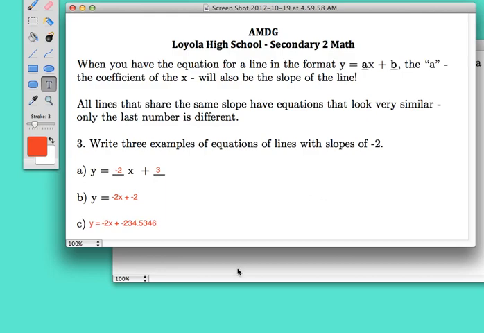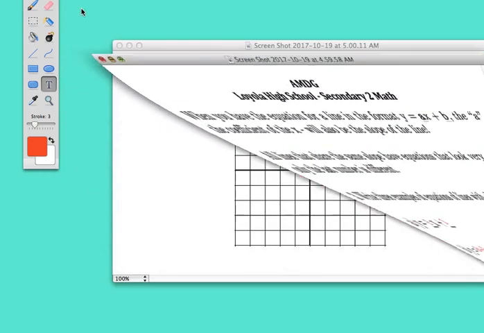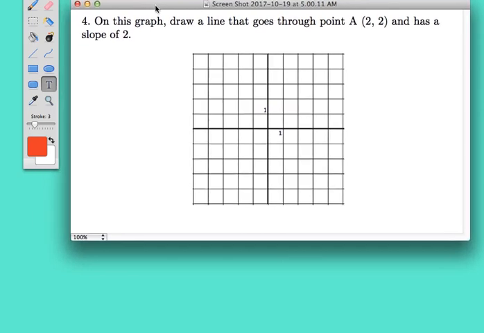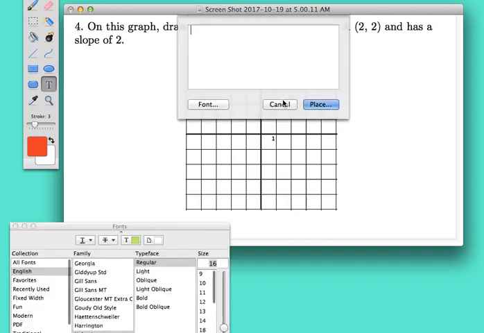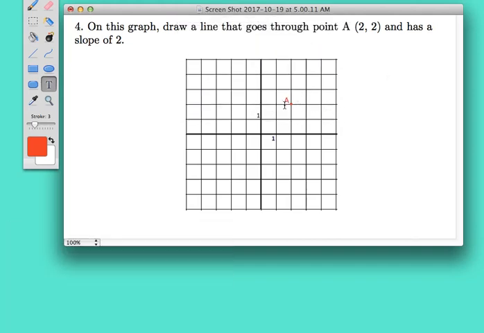So moving to something a little more challenging, if you move on down your page, you've got question 4. And in question 4, it says on this graph, draw a line that goes through point A (2, 2) and has a slope of 2. Now this point A here, I just have to spot that on my graph. Say its coordinates are 2 and 2, so it's right here. And its name is point A, so I'm actually just going to put a little a here, so I know that that's the name of the point that I'm talking about, right? There's a little a there.